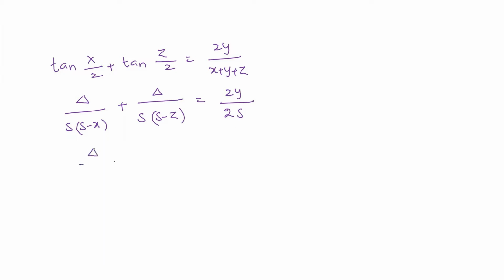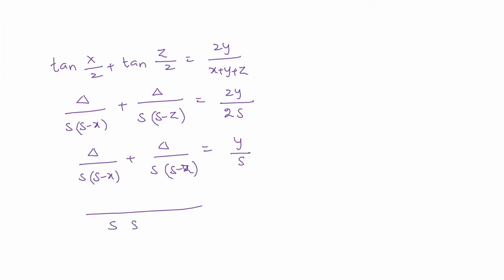So ultimately that will become delta upon s into s minus x plus delta upon s into s minus z, and that is going to be equal to y upon s. Okay, so this is the property that we got here. So now we just need to take the LCM. In the denominator, we are going to get s into s minus x into s minus z, whereas the numerator is going to be delta, and we are going to get 2s minus x minus z, and that will be equal to y upon s.